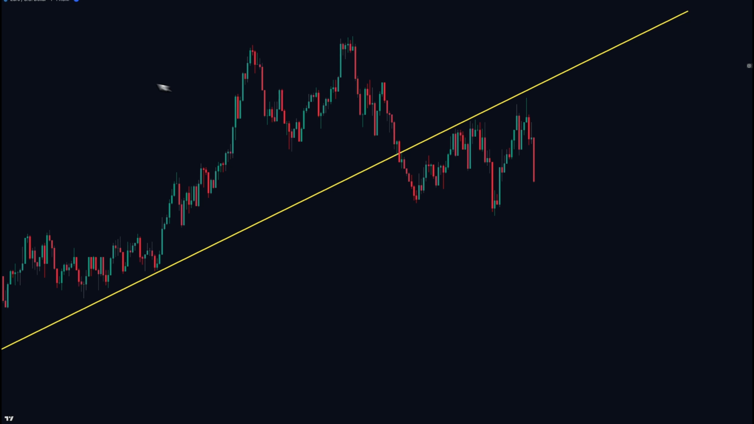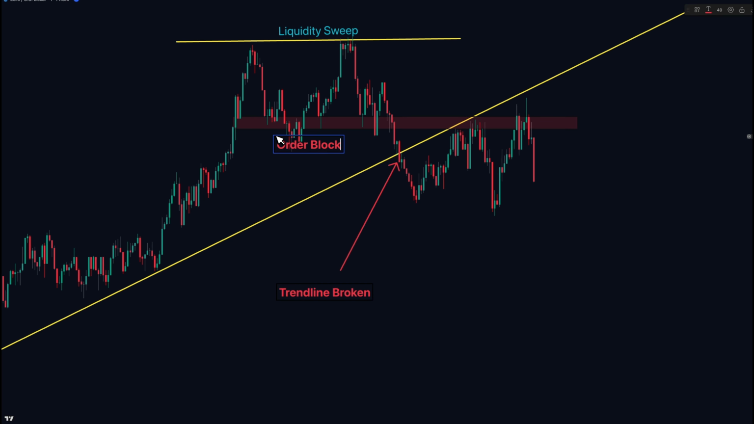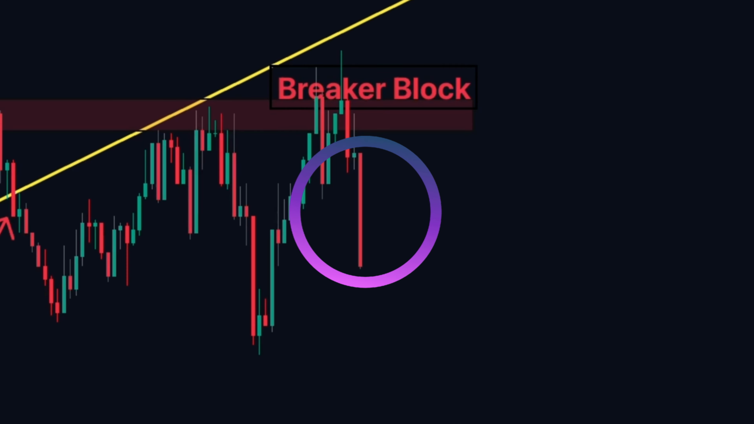But let's zoom out to the 1-hour chart. On the hourly, the trend line is also broken. We see another liquidity sweep at the same double top zone, but here's the real confirmation. We spot a clear order block that's been broken, and now it's acting as a breaker block. Price retests it, and look at this candle. A massive bearish engulfing. That's strong momentum.